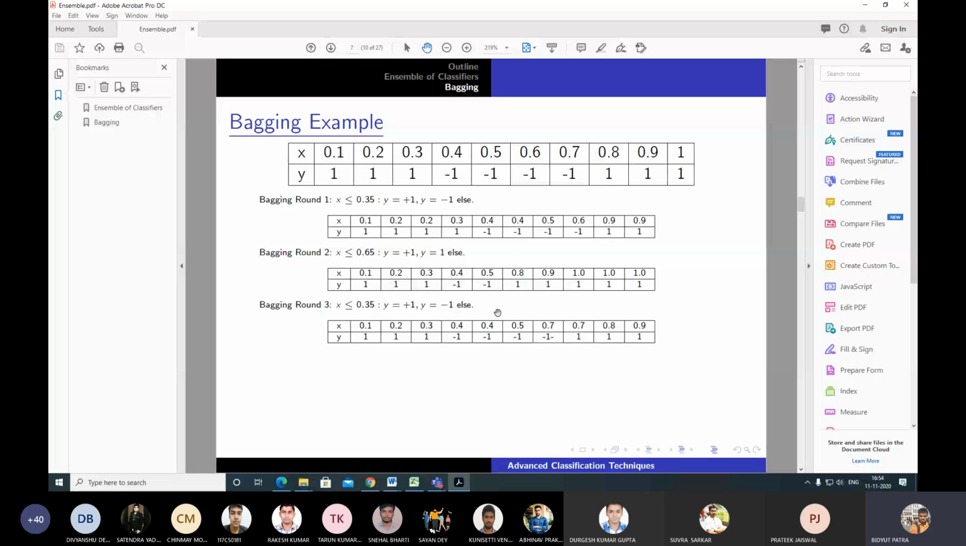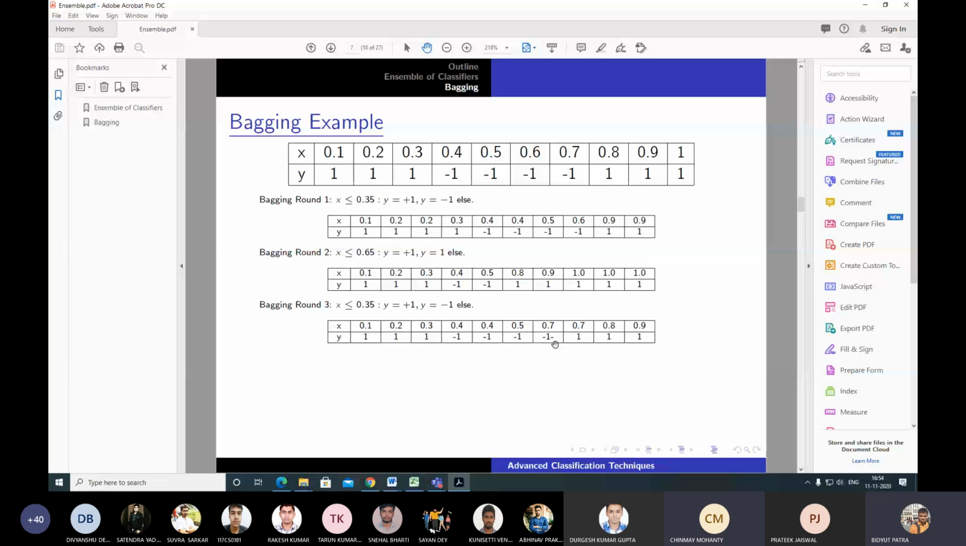Are you following me? Or I am going fast? Chinmoy? Sir, if we take the decision step at 0.75, in between the two 0.7, so we have to take like after 0.7 and before 0.8, so there will be one error then.